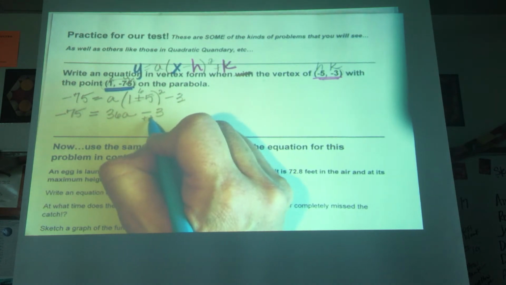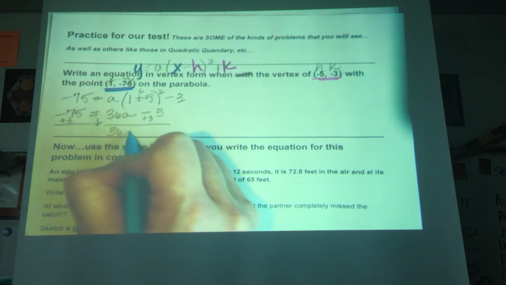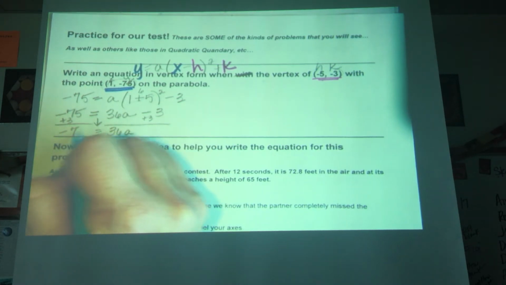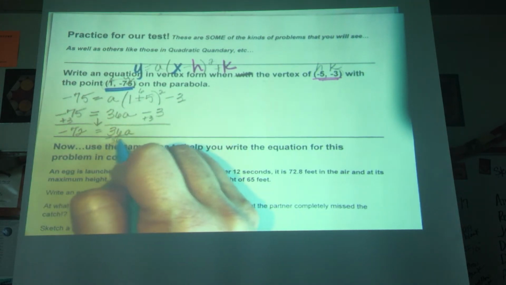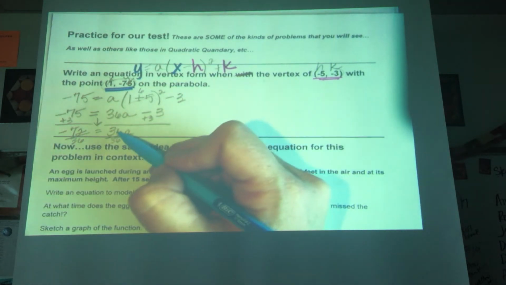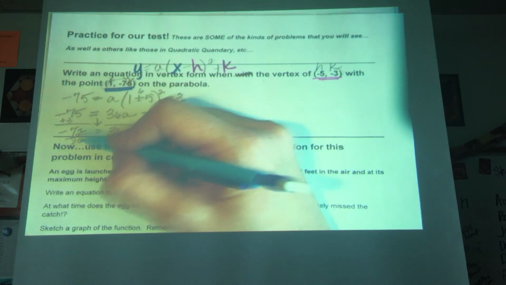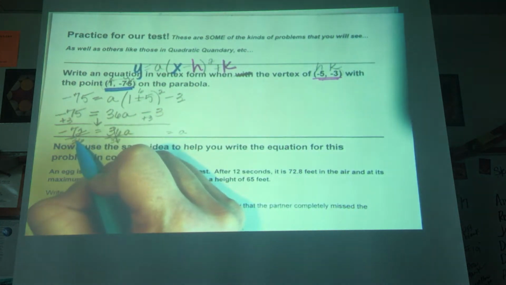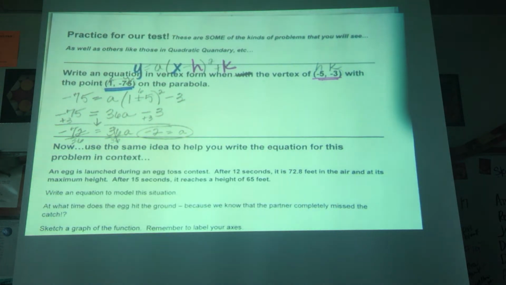Got ahead of myself, because the reason why I said plus 3 is because I'm going to do that being subtracted. I'm going to add it to both sides. And that's going to give me -75 plus 3, so I've got -72. Now to get A alone, I'm going to have -72 divided by 36. 36A divided by 36 is going to leave me with A, and I know that 36 goes into 72 twice, and since it was negative, my A is going to be -2.